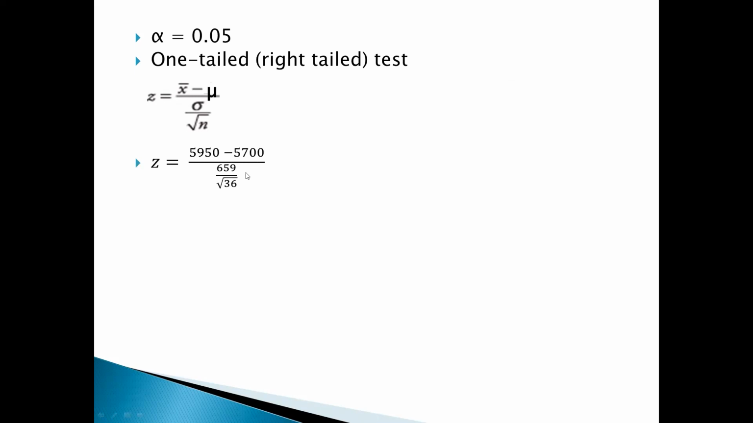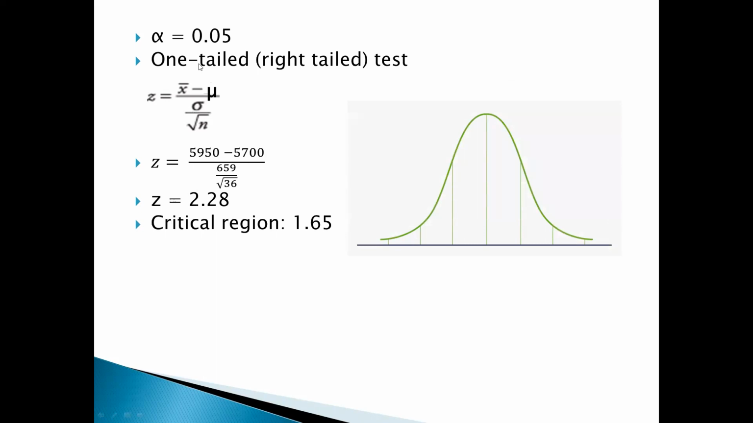So we plug in the given. The sample mean is 5,950 minus the population mean of 5,700 over the population standard deviation, which is 659, over the square root of the sample size, which is 36. So overall, the Z test value is 2.28. And then we identify the critical region using the Z table that we have. For a one-tailed test with the 0.05 alpha, the critical region will be positive 1.65. So we use positive because we are using a right-tailed test.